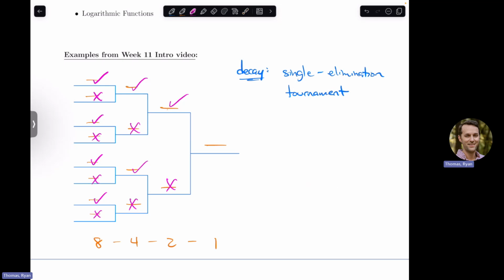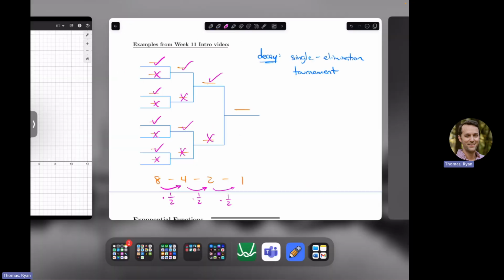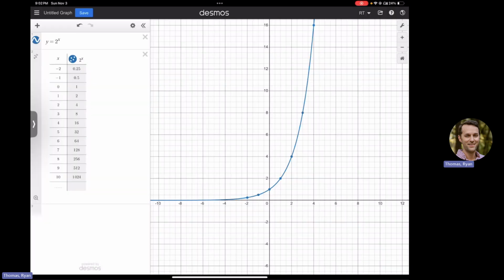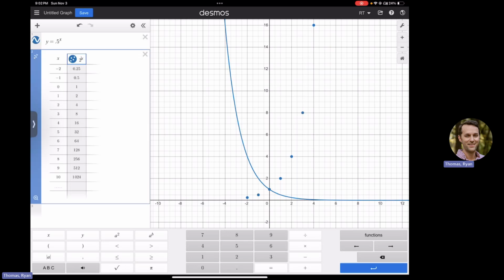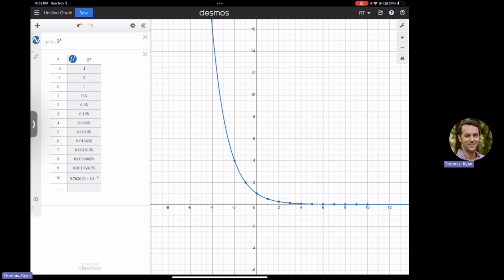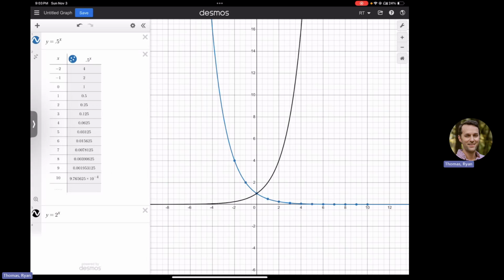Well, the way I can think of this as an exponential decay situation is that to get from 8 to 4, I divide by 2, or in other words, multiply by a half. And again, here, multiply by a half. Here, multiply by a half. The only thing that changes here is that instead of the base being 2, the base is a half. And just throw that back on there so you can see them both at the same time.